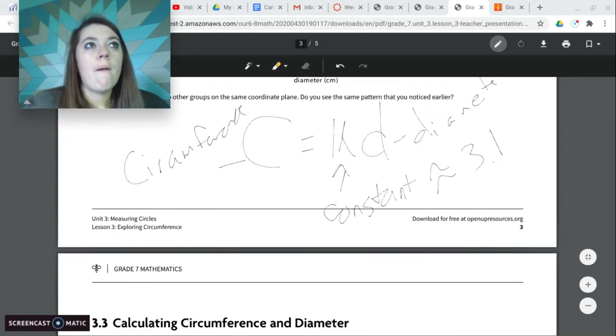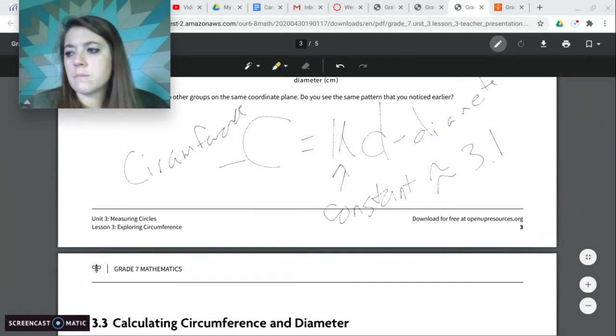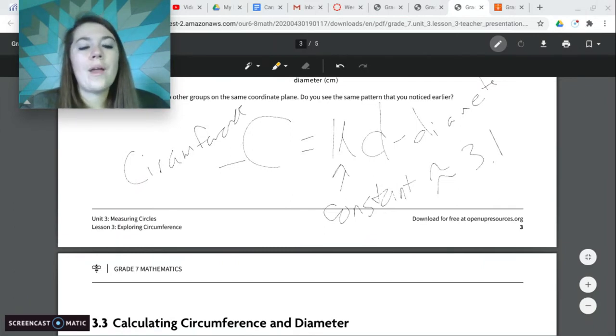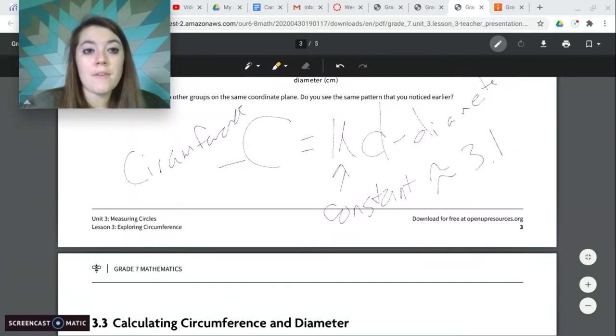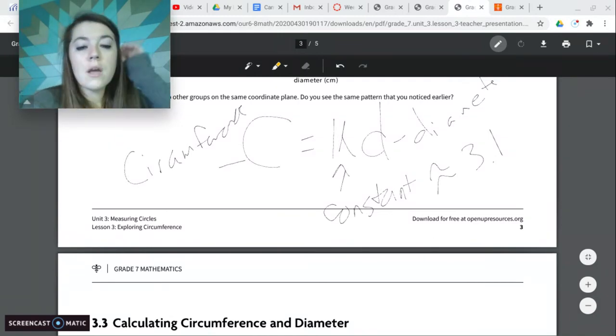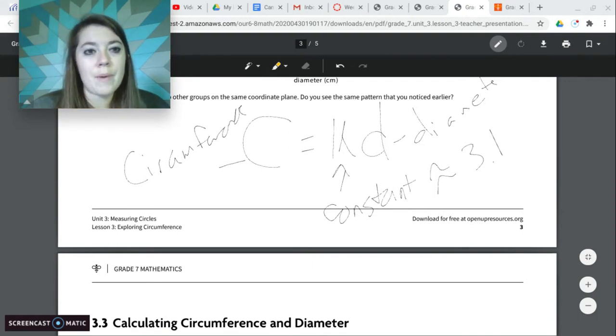So we had 3 as our diameter, and when we found the circumference, we had a little less than 9.5. I rounded it up to 9.5. And so if we think 9.5 divided by 3, that's going to be close to 3.1. 9.5 divided by 3 is actually 3.16. So we were pretty close with our value. So that's why our constant is about 3.1.